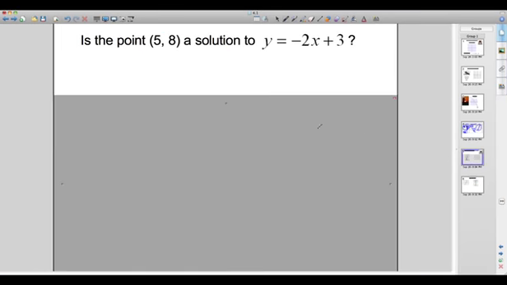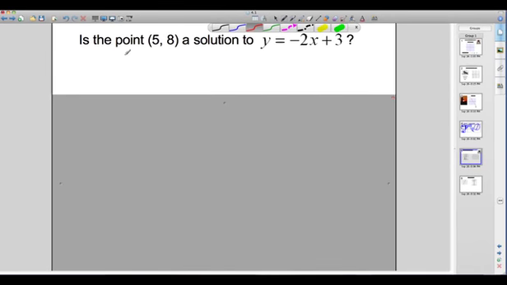Very good. Let's check this out. Another thing we're going to have to be able to do is determine whether this is a solution. So is the point (5, 8) a solution to this equation? We're looking for a yes or no. Well, how do I check it? Well, this is just the point x comma y. So really I'm saying, is this point on the line? Well, let's check it out. If x is 5, I'll replace x with 5 in the equation, and y is 8. Is this true? Does 8 equal negative 2 times 5 plus 3? Let's work it out. Negative 2 times 5 is negative 10. Plus 3. Does 8 equal this?